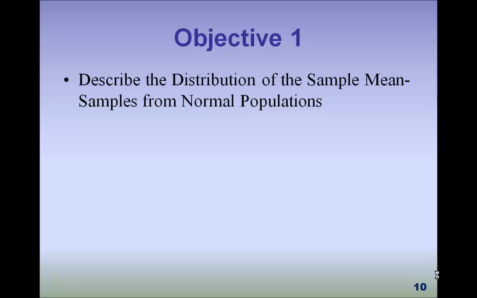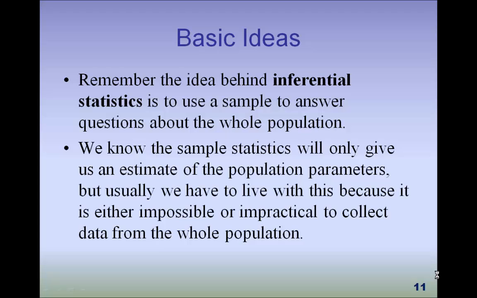Objective 1. Describe the distribution of the sample mean, samples from a normal population. Remember, the idea behind inferential statistics is to use a sample to answer questions about the whole population. We know the sample statistics will only give us an estimate of the population parameters, but usually we have to live with this because it is either impossible or impractical to collect data from the whole population.